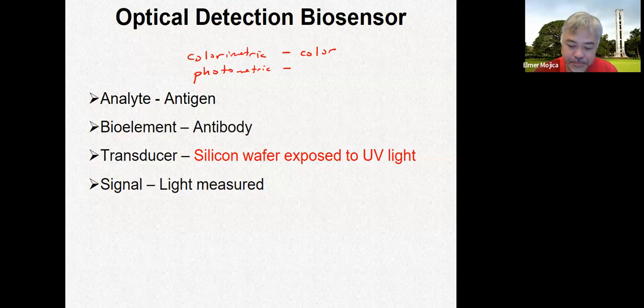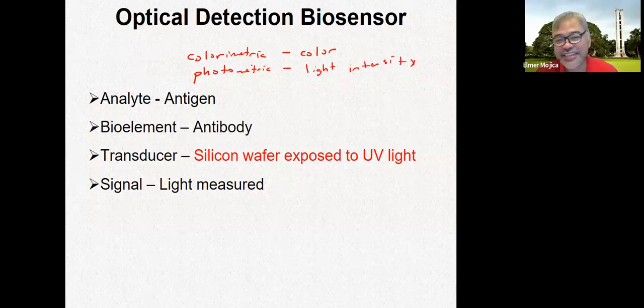Anyone? Pag photometric, ano tinitingnan niya? Light. Photo. Not picture, okay? Photo as in photosynthesis. So it looked at the light intensity.